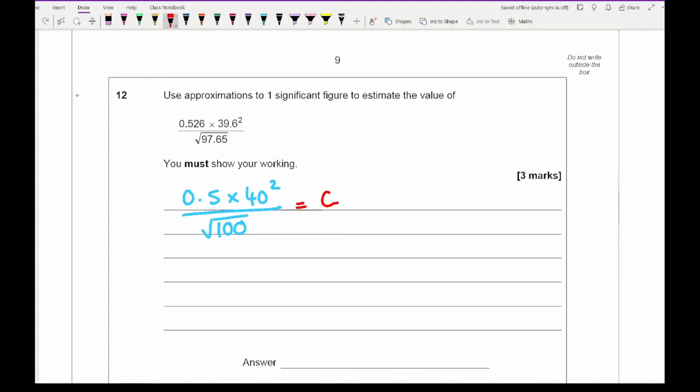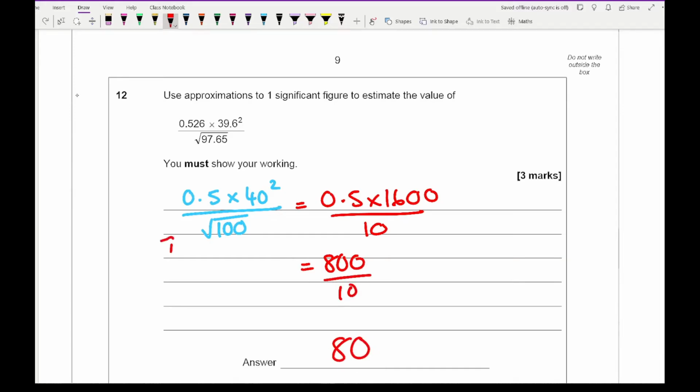Then we're looking at 0.5 times 1600, all divided by 10. So that gives me 800 divided by 10, giving me a final answer of 80. So I would say 1 mark for that, 1 mark for that, and 1 mark for your final answer.